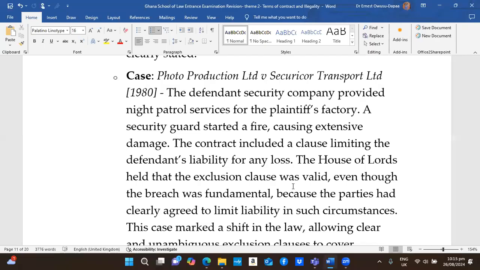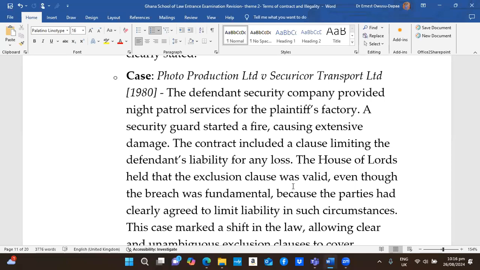As you remember, there was a security company, the defendant, and they provided night patrol services for the plaintiff's factory. So one of their security guards who had been posted to work there started the fire, and the fire caused extensive damage. However, if you look at the contract between the security company, the defendant, and the plaintiff, there was a clause to the effect that the defendant's liability for any loss was limited.